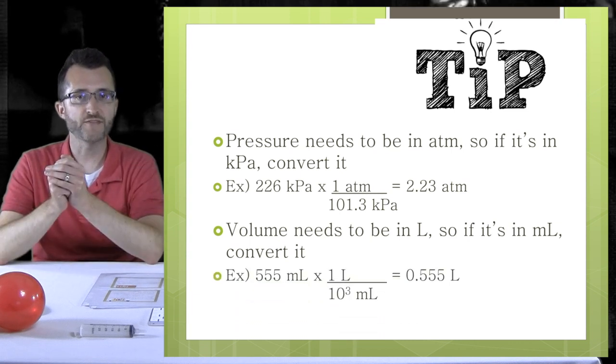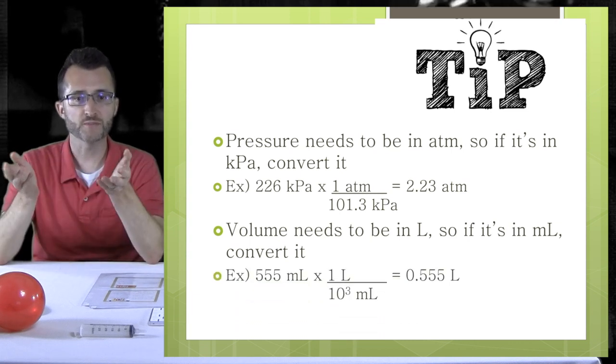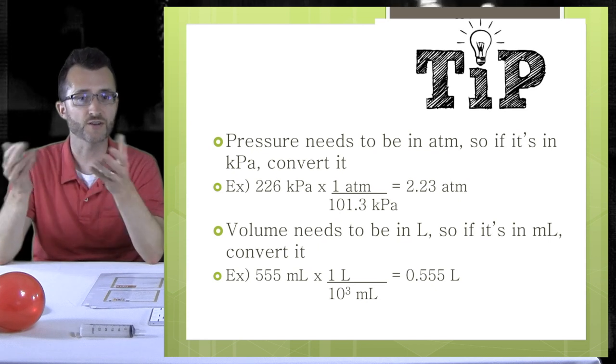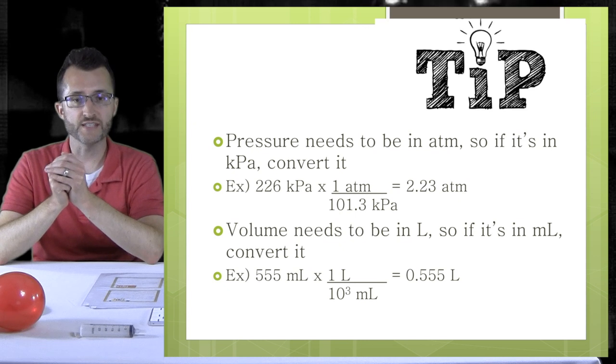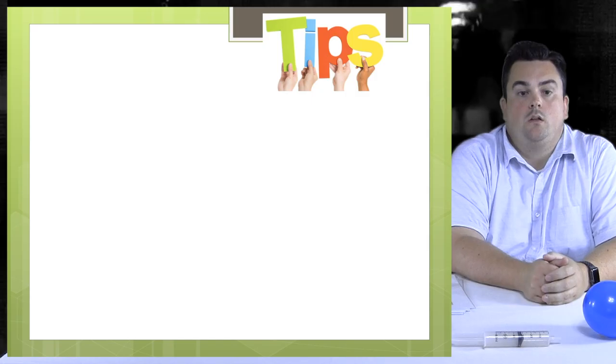Volume needs to be in liters, so if it's in milliliters, convert it. And in our example, we have 555 milliliters. We multiply by 1 liter over 10 to the third, or 1,000 milliliters. Again, that goes back to the first unit of the year. You get 0.555 liters.